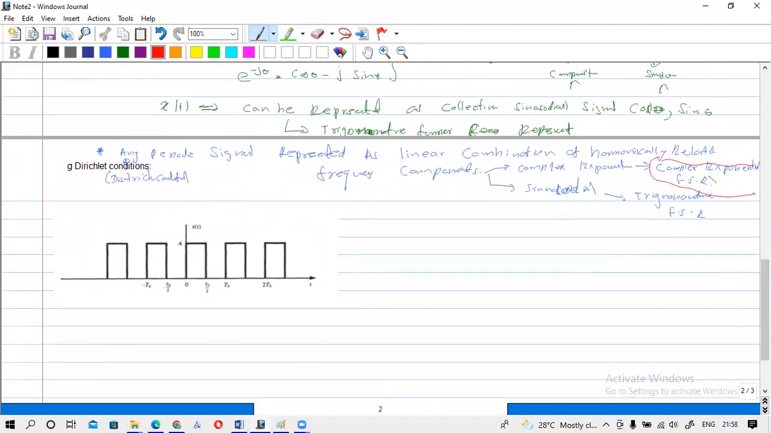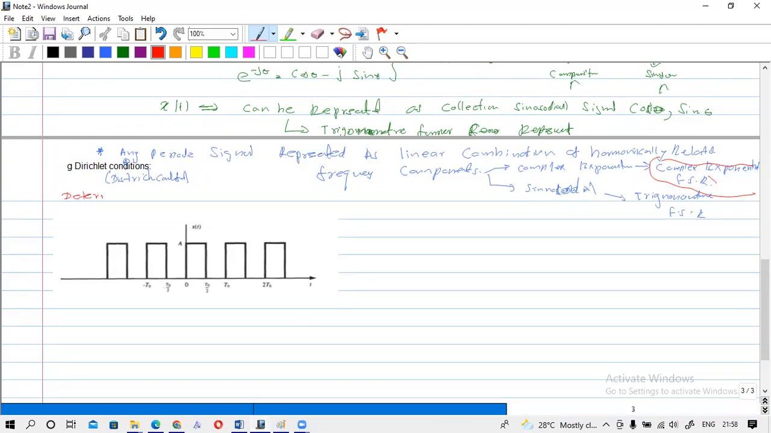Now we will move to our example. Please keep that in your memory. So we are given a signal x(t), and here we have to determine the complex exponential Fourier series representation of x(t). So we are asked to find the Fourier series of this x(t). Let's see how to do this example.